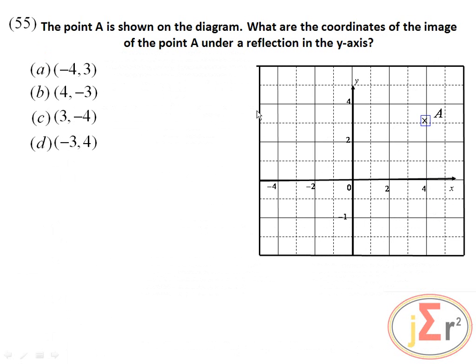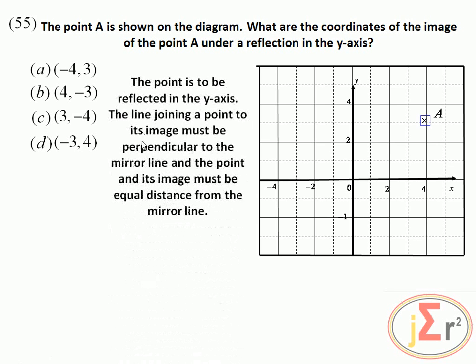The point A is shown on the diagram. What are the coordinates of the image of the point A under a reflection in the y-axis? So reflect that point in the y-axis. How do we do that? The point is to be reflected in the y-axis.